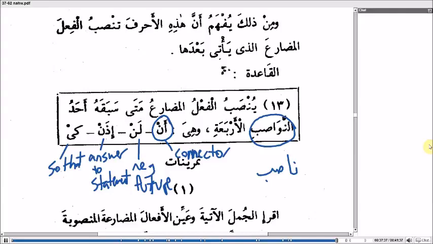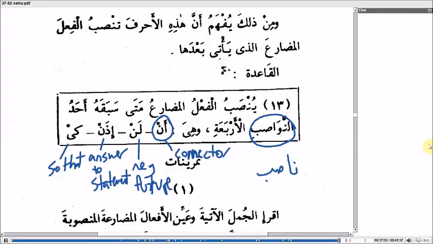An, lan, idhin, wa kay. You should say that all night or all day, Yasin. An, lan, idhin, kay. These are from the nawasib of the fi'l mudari.